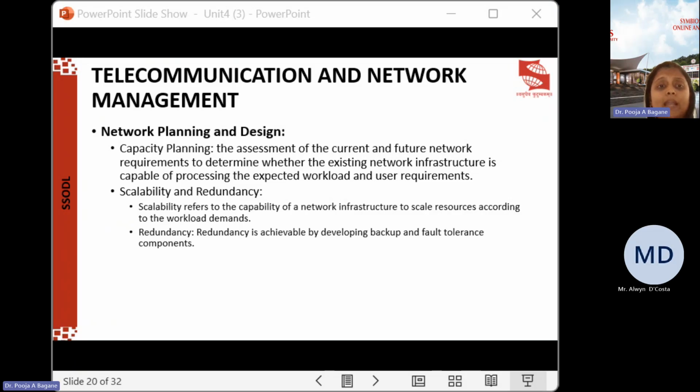So what is capacity planning? Capacity planning is the assessment of current and future requirements to determine whether the existing network infrastructure is capable of processing the expected workload and user requirements. It involves calculating the required resources, for example bandwidth, storage, processing power, and other factors, to fulfill the performance objectives and plan for the future.